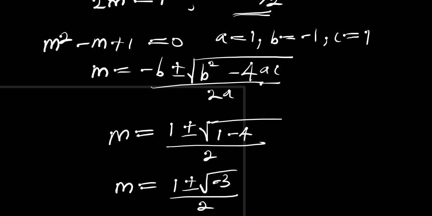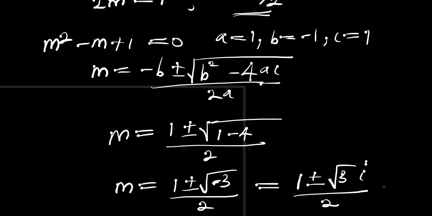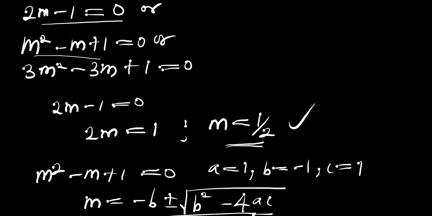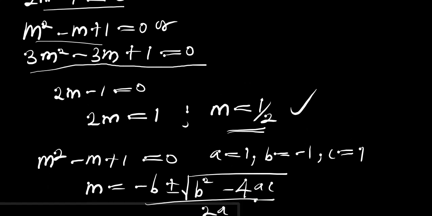And because of this negative sign here, we can introduce imaginary number i, and this equals 1 plus or minus root of 3 times i, divided by 2. Now this is the second solution for m, and this is a complex solution. We can also solve this other equation here, this third one, in order to find the value of m as well. So we'll copy it down here.